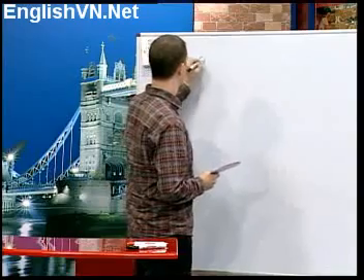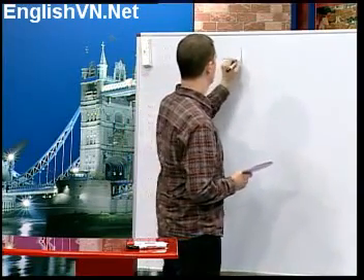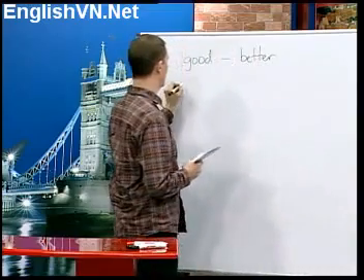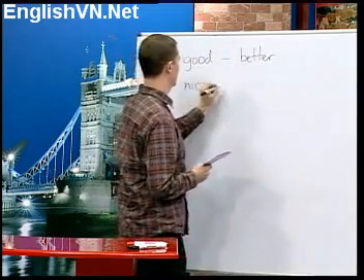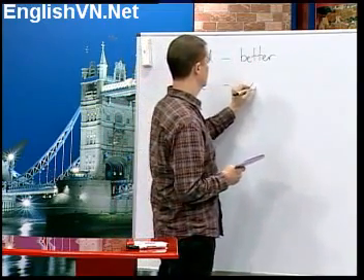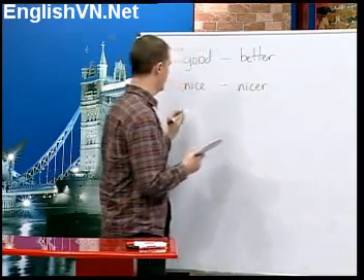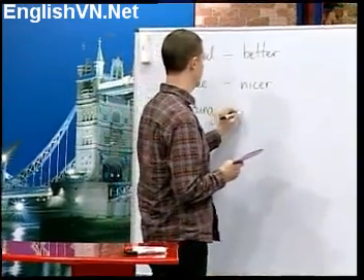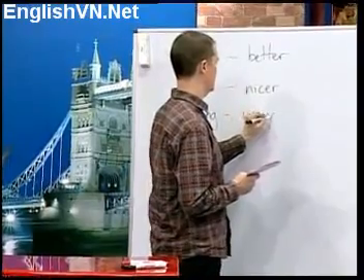Adjectives can be made comparative. Good becomes better. Nice becomes nicer. And young becomes younger.